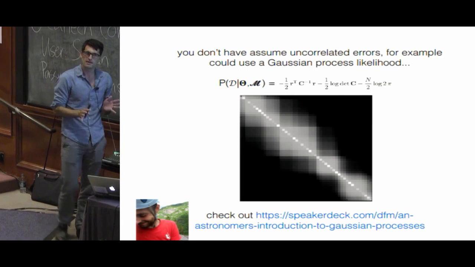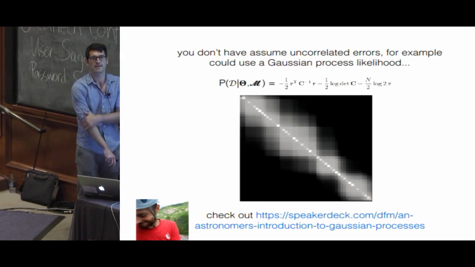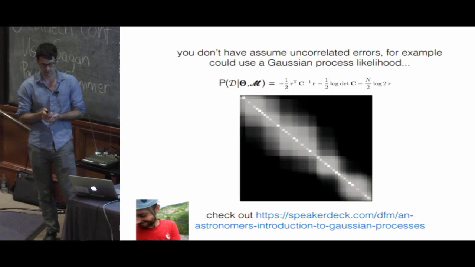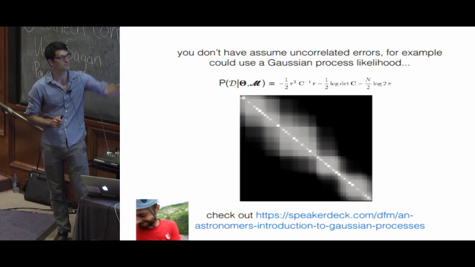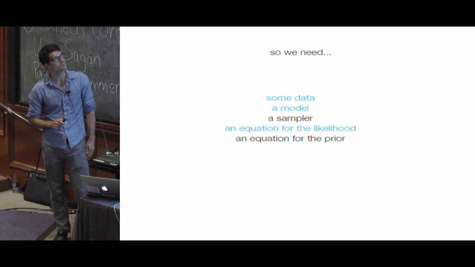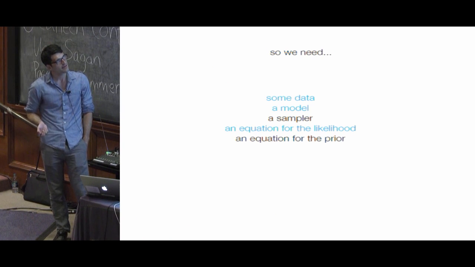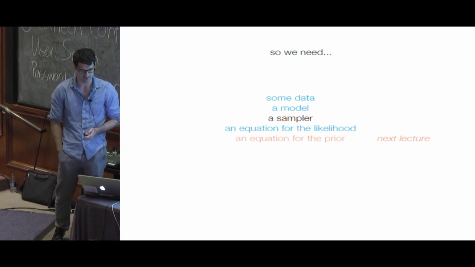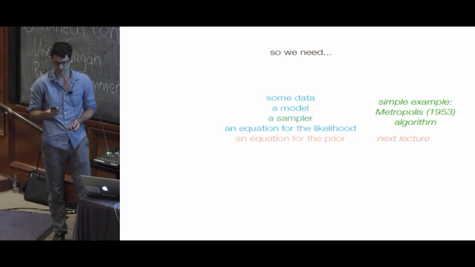I don't want to go too much into that, but just to say there are ways that you can deal with covariance. So the likelihood is very flexible. You can do lots and lots of ways of dealing with your data. So have a look at that talk for more. Okay, so we've got our likelihood. I'm going to talk about priors in the next lecture. So that leaves me free to talk about sampling.